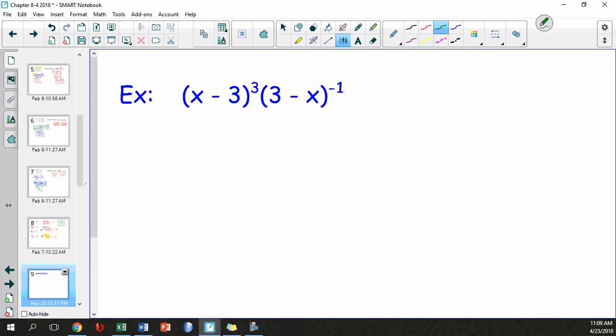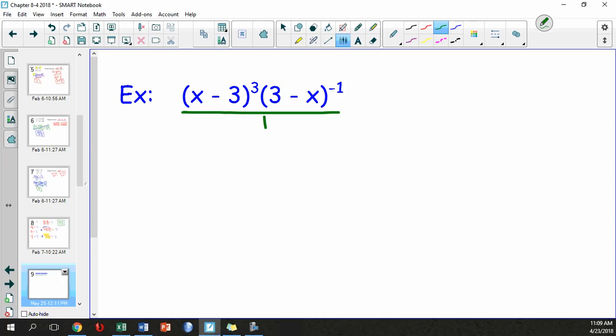Here we go. x minus 3 cubed and 3 minus x to the negative 1. What do I do? Step 1. Get rid of the negative exponent. Very good. So I'm going to go ahead and put this over 1. Correct? And what stays and what goes?